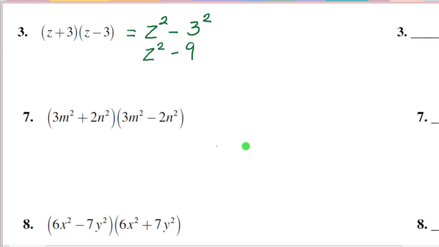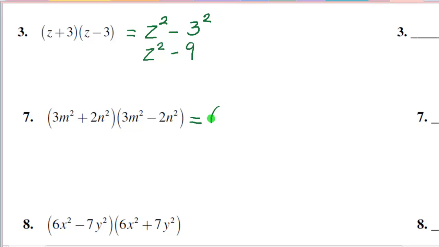And this next problem looks pretty complicated, but notice you've got this term and this term are the same. The 2n squared and the 2n squared are the same. The only difference is that you have opposite signs. So that's how you're going to recognize the difference of two squares.